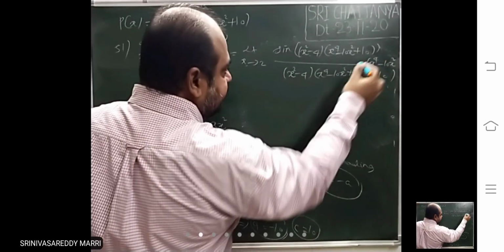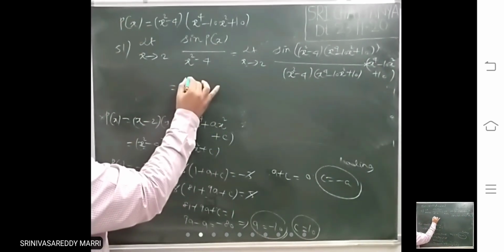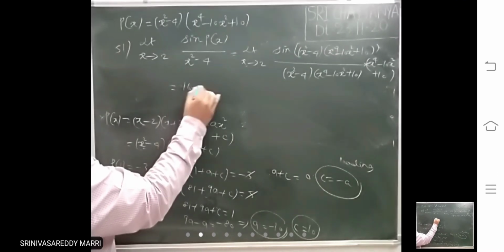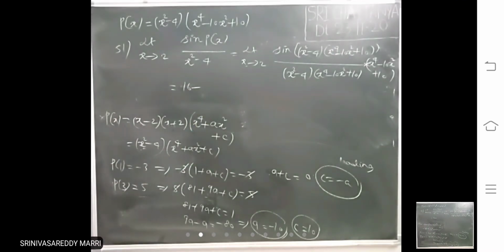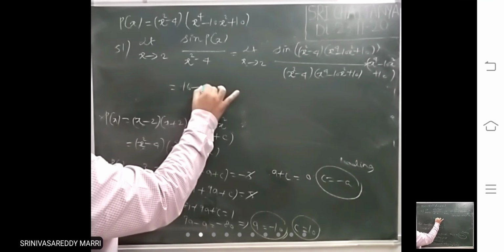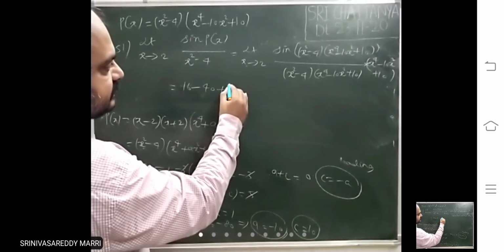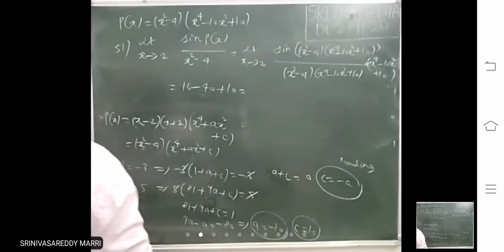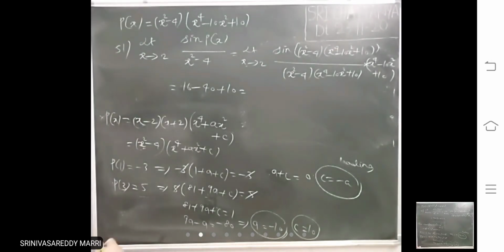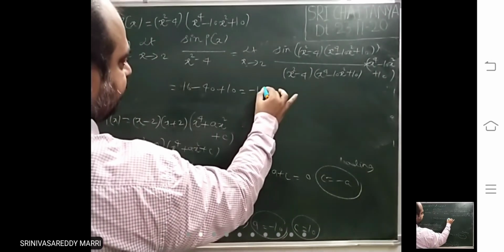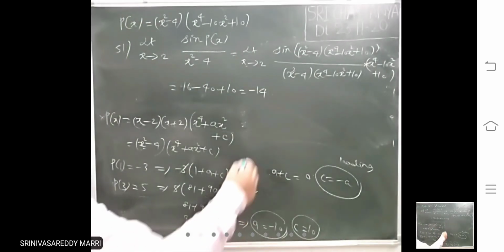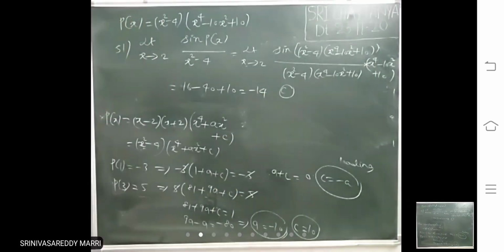Then substitute here 2 power 4, which is 16, minus 10 into 4, which is 40, plus 10. So the value is 26 minus 40, which is minus 14. That is C, the answer. Next, 52.